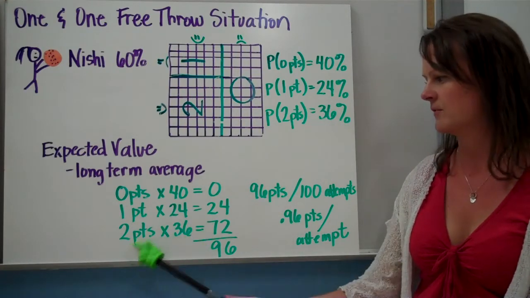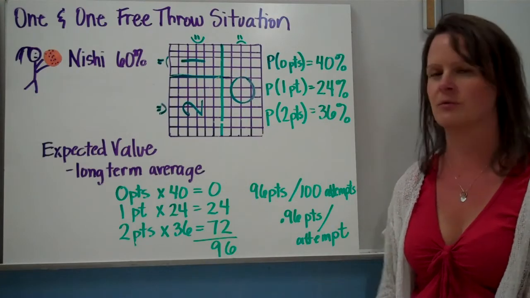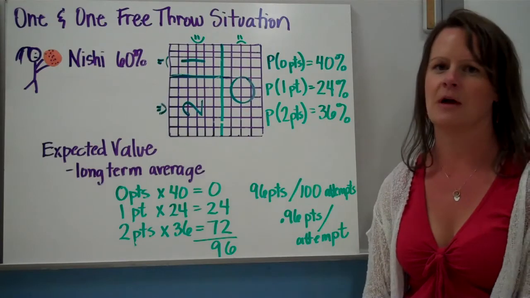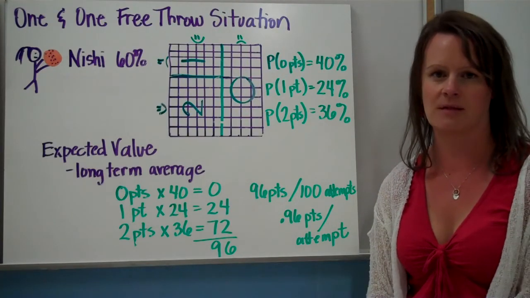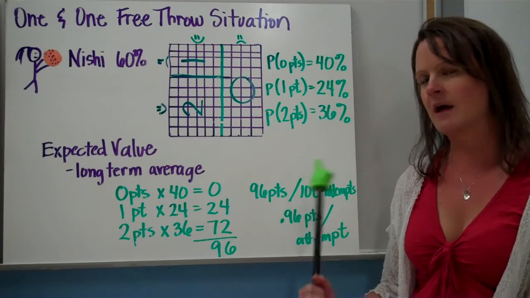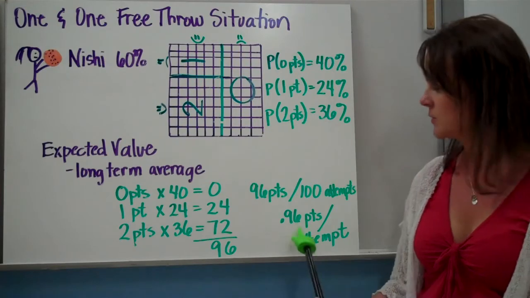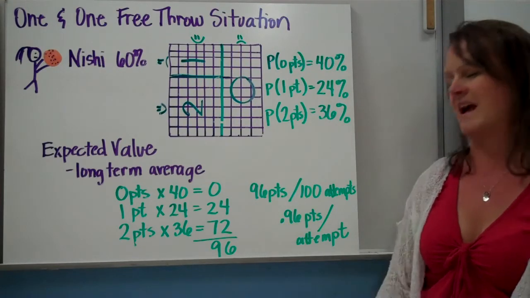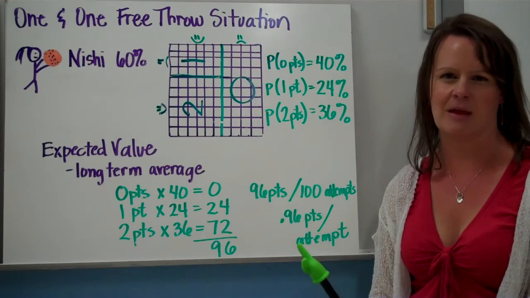And 36 times 2 is 72. So if we add up our 0, 24, and 72, we're left with 96 points, which means out of 100 times at the free throw line, we can expect her to come away having scored a total of 96 points. So we can average that over 100, by simply dividing that by 100. Then we would say that over the long run, we would expect her to score about 0.96, or 96 hundredths of a point, every attempt that she makes to the line.